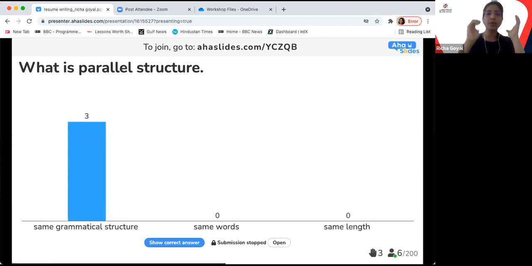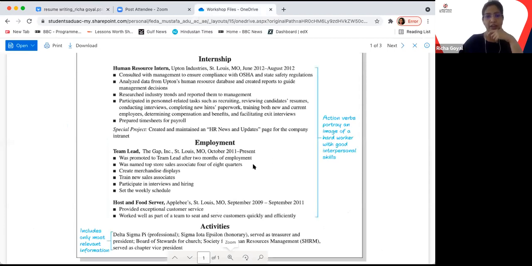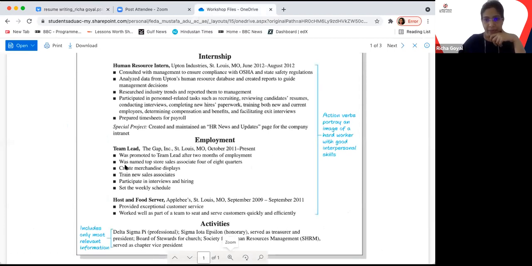So when you make your bulleted list, you have to use the same grammatical structure. If you look here, every item on the list begins with a verb. Verb is the action word. Was promoted. Was is a helping verb. And then you have promoted. Was named. Create. Train. Participate. Set. These are all verbs. And the list begins with verbs. This is parallel. Parallel is easy to understand.